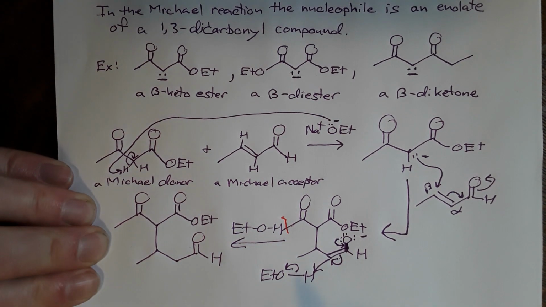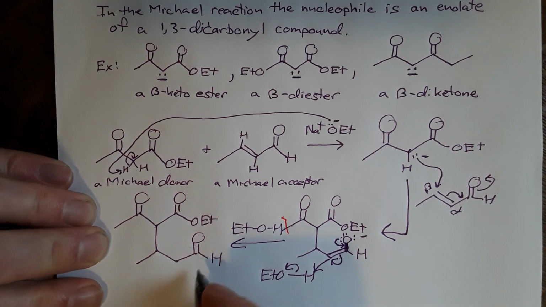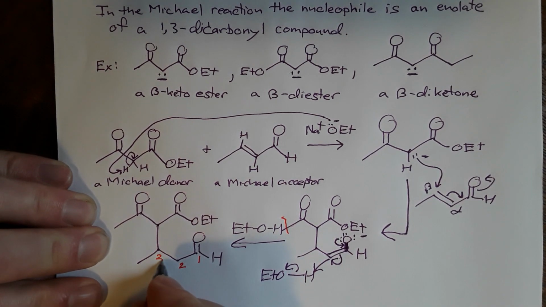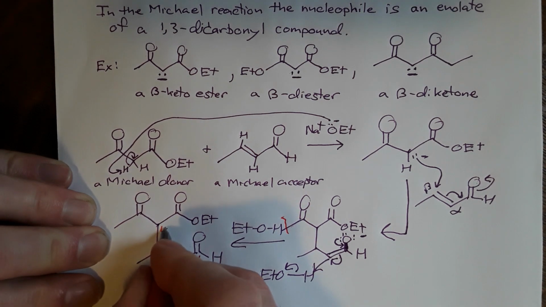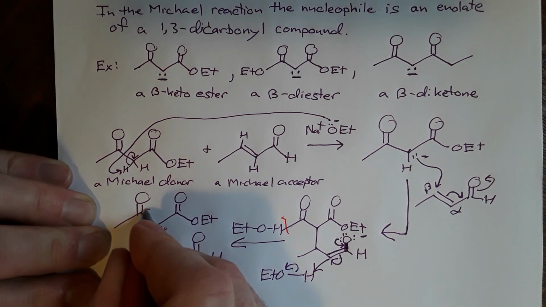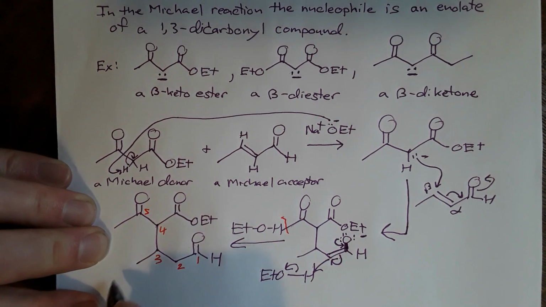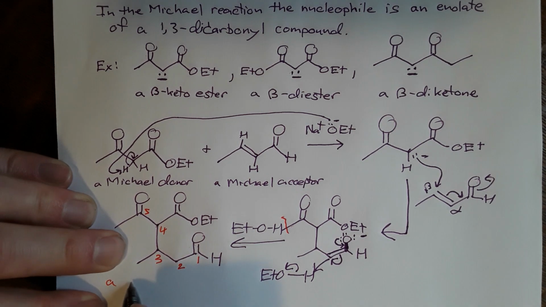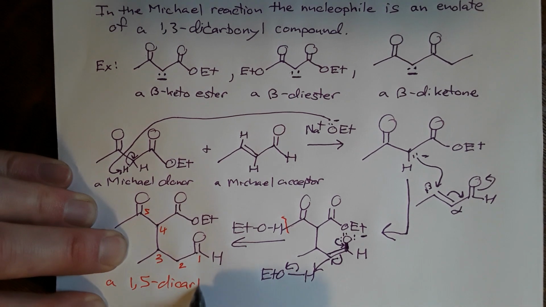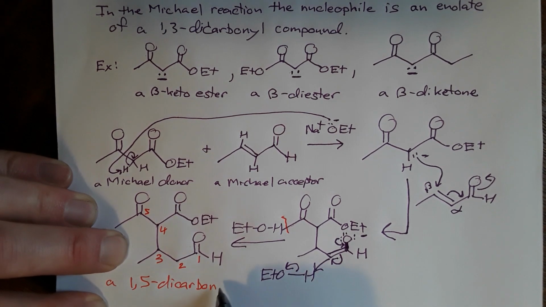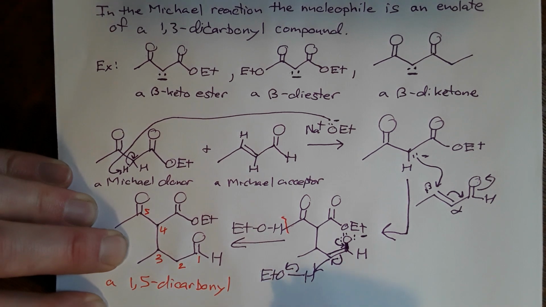And the final product always has this relationship. It is a 1, 2, 3, 4, we can go either direction here, 5. This is a 1,5-dicarbonyl compound. Michael reactions are always going to form a 1,5-dicarbonyl compound.